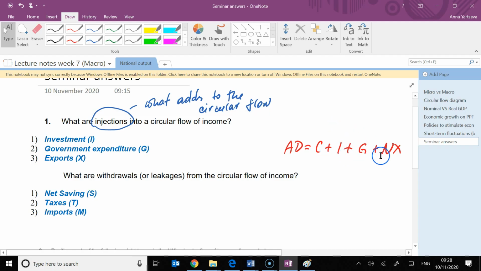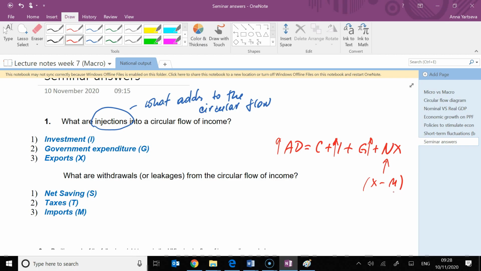Government is one of the components of aggregate demand. The higher the government expenditure, the higher aggregate demand will be. And the same with investment. The higher the amount of investment, the higher aggregate demand will be, which will provide a boost to national output. And exports is one of the components which enters here, net exports. Net exports is simply the difference between exports and imports. In other words, it's the difference between what we sell to foreigners and what we buy of them.